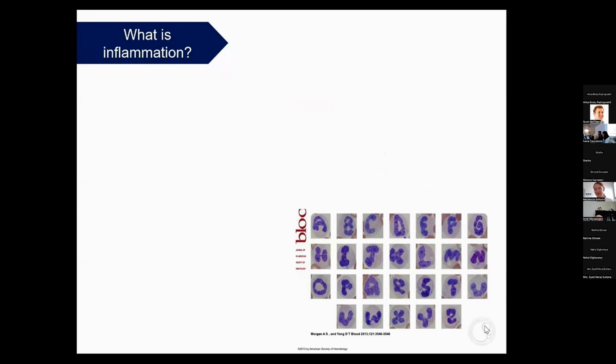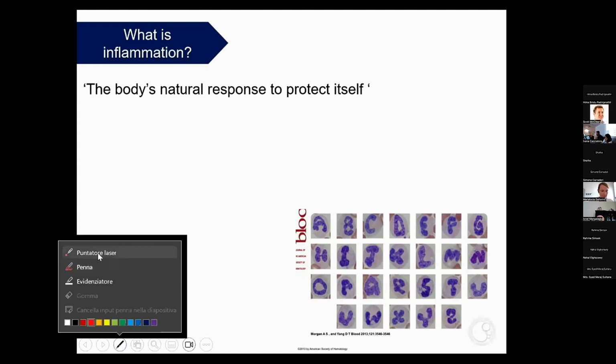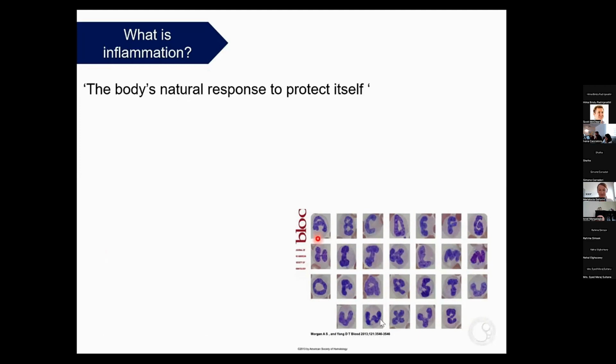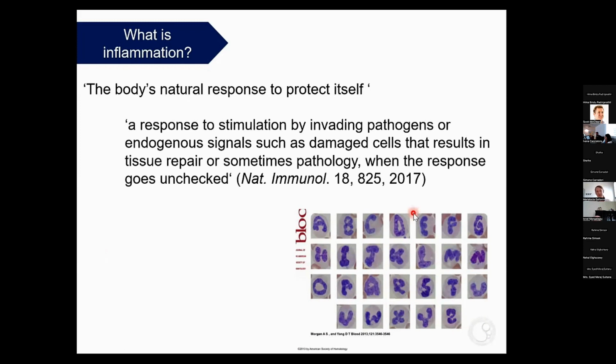So first, what is inflammation? Inflammation, very generally speaking, is our body's natural response to protect itself, and from a molecular point of view, these are the characters, the main players in the inflammation downstream. They are monocytes and macrophages, which are cells that increase upon acute inflammation. And officially, this is a Nature Immunology definition: inflammation is a response to stimulation by invading pathogens or endogenous signals such as damaged cells or cancer cells, that results in tissue repair or sometimes pathology when the response goes unchecked.